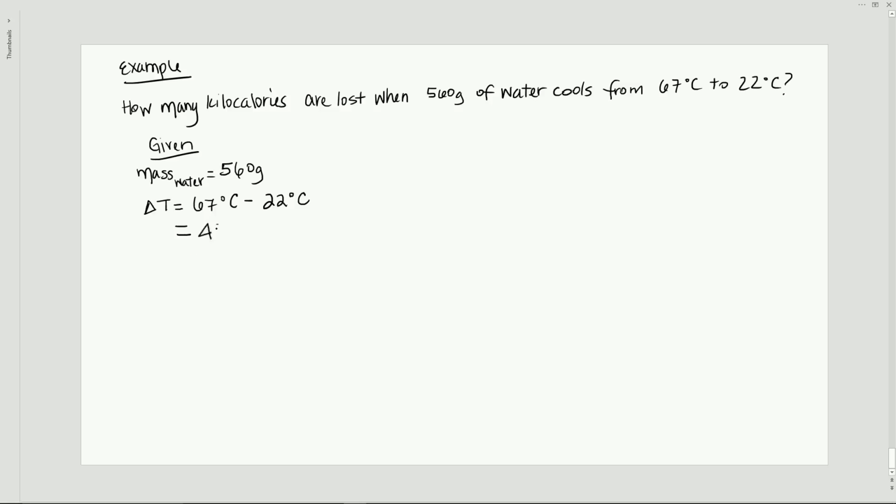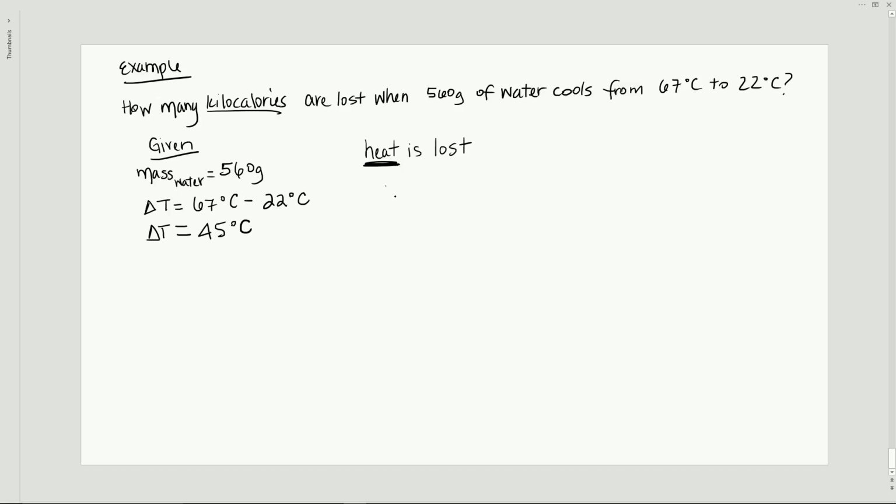45 degrees C, and these sig figs are correct because if we look, we have 0 decimal places for 67 and 0 decimal places for 22. So our answer should also not have any decimal places. Okay, so delta T equals 45. So these are the two numbers that were given. They want us to calculate how many kilocalories are lost. So we are actually looking for the heat that is lost. Okay, so that's important. We're looking for heat, not specific heat.